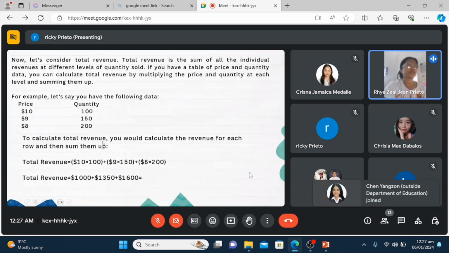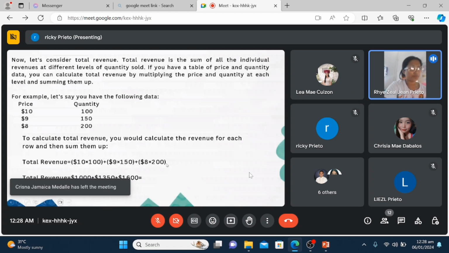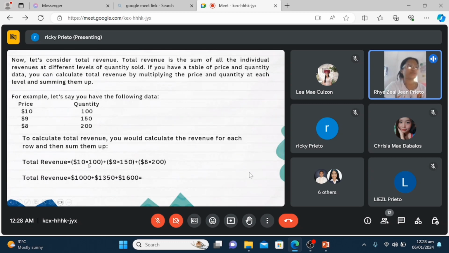Now, to calculate the revenue, you would calculate the revenue for each row and then sum them up. So, $10 times 100 plus $9 times 150 plus $8 times 200, and before summing them up, you simplify them first. Simplify it, class. So 10 times 100 is equals to 1,000.